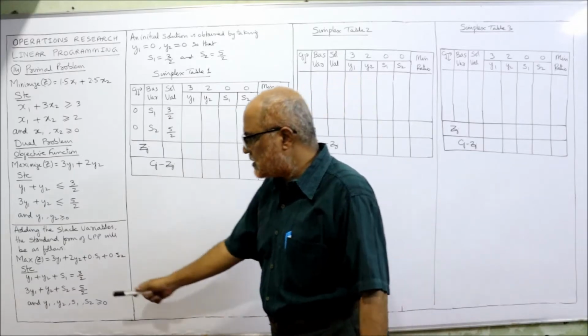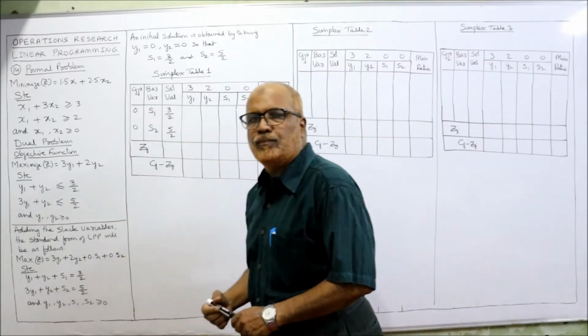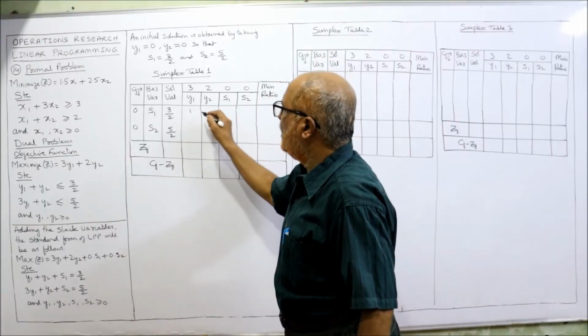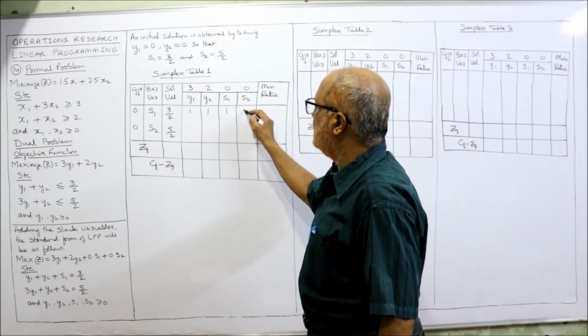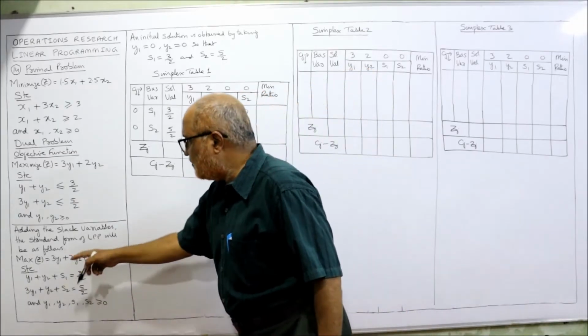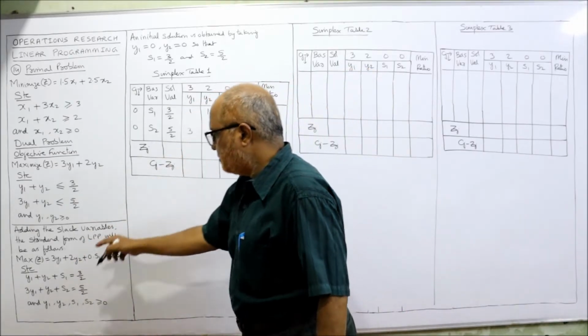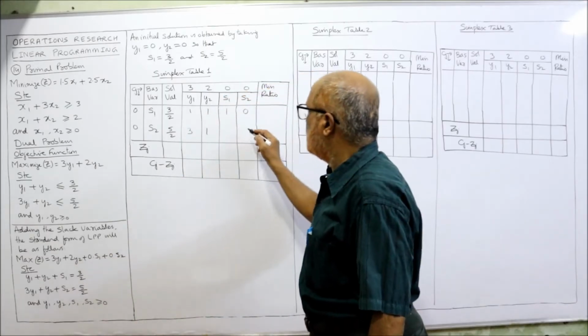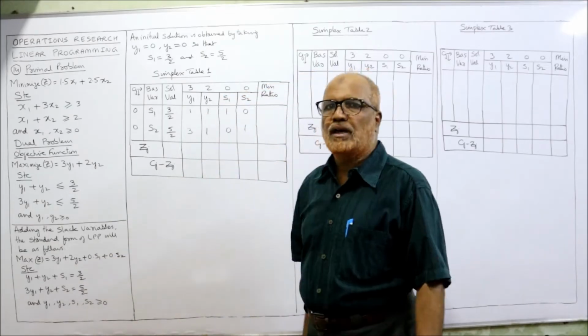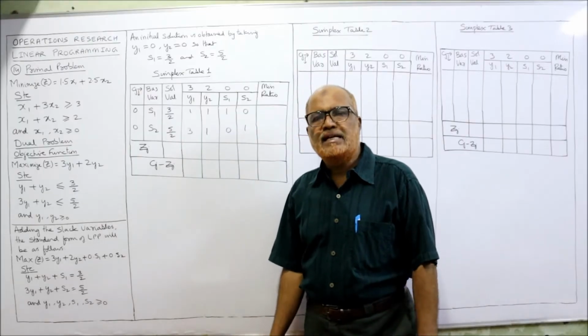The first constraint: y1 plus y2. So 1 y1 and 1 y2 plus s1, s1 is 1, here 0. Secondly 3 y1, here 3. Then 1 y2. Then s2 is equal to 1, and s1 is 0. That's all.